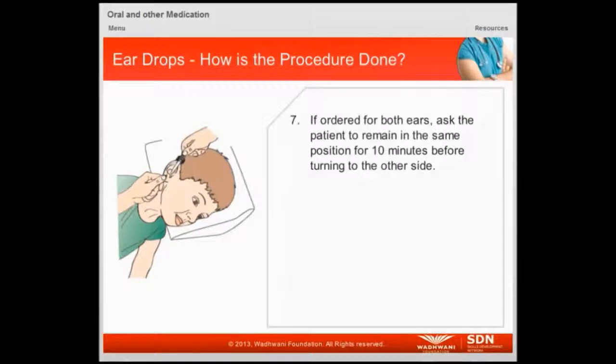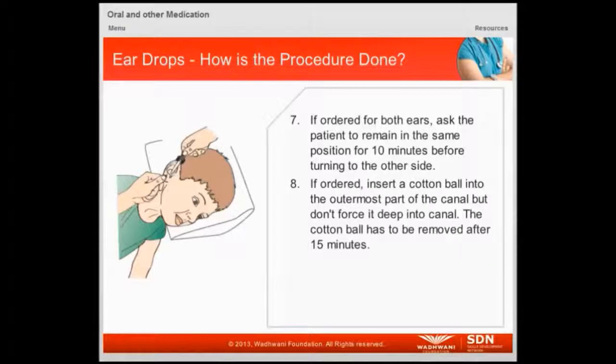7. If the medicine is prescribed for both ears, ask the patient to remain in the same position for 10 minutes before turning to the other side. 8. If ordered, insert a cotton ball into the outermost part of the ear canal, but do not force it deep into the canal. Remove the cotton ball after 15 minutes.